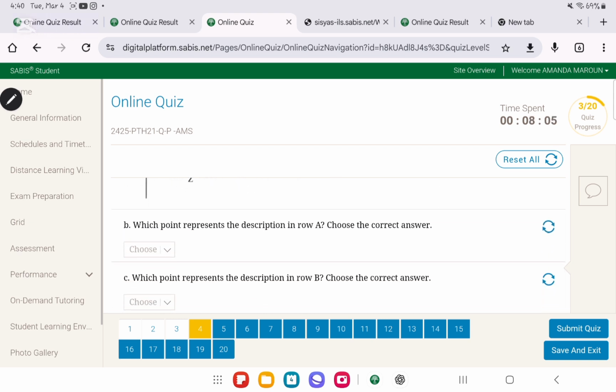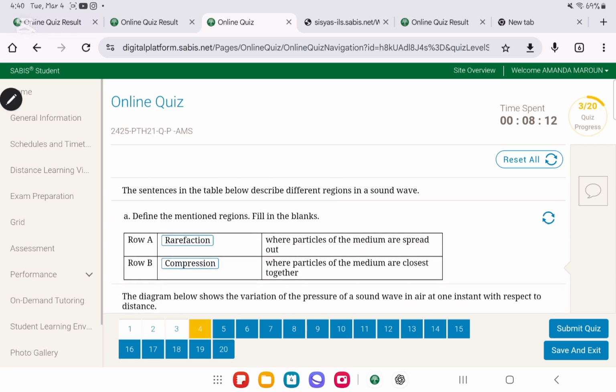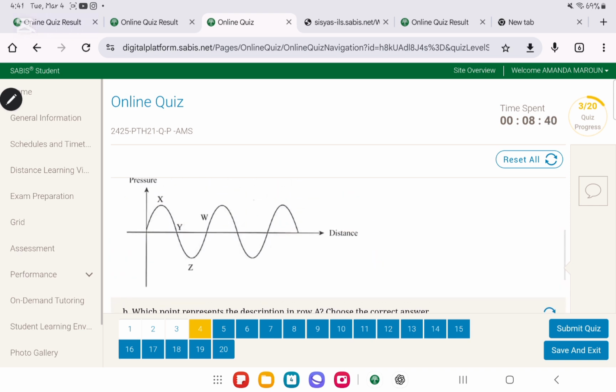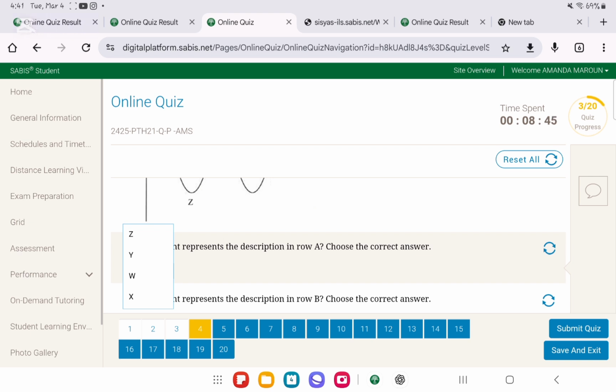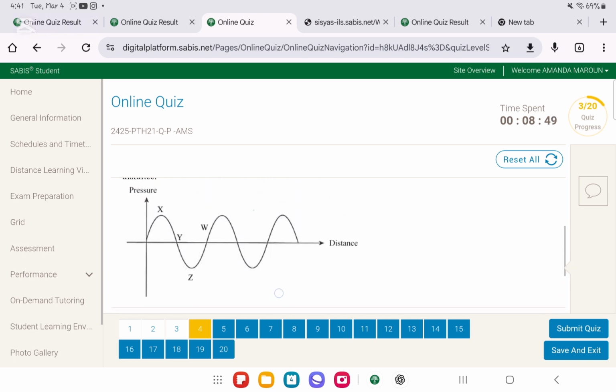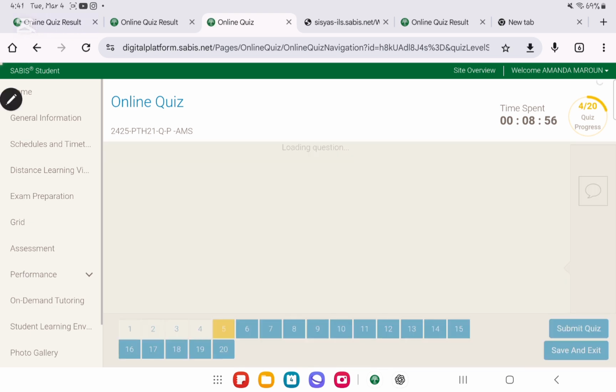So which point represents the description in rho A? The description in rho A, we said it is a rarefaction, where the medium is spread out. So if the medium is spread out, it is going to have the least possible pressure, so you take it from the least possible value, which is Z. Whereas when it is being compressed, it's going to have the highest possible pressure, so you take it from the highest possible value, which is X.